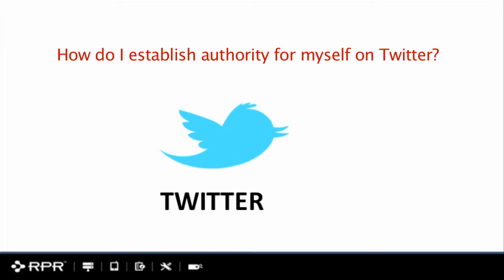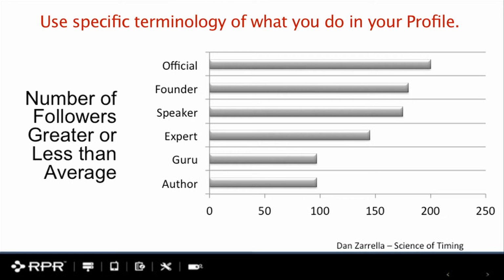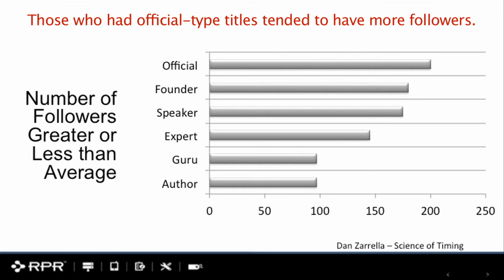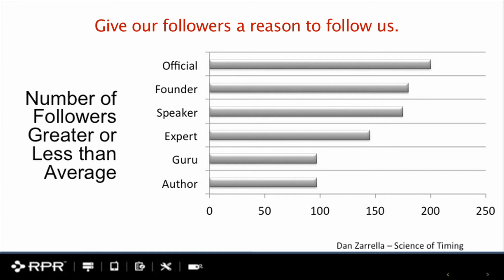So one of the first questions people ask a lot is, how do I establish authority for myself on Twitter? And it may seem silly, but one of the ways is to use specific terminology of what you do in your profile. And I say this because there was some research, and those that had official type titles, that had titles that made them important in some way or another, tended to have more followers. And what we relate this back to is the fact that we're really giving our followers a reason to follow us. We're telling them who we are. That's all they have to go off a lot of times.